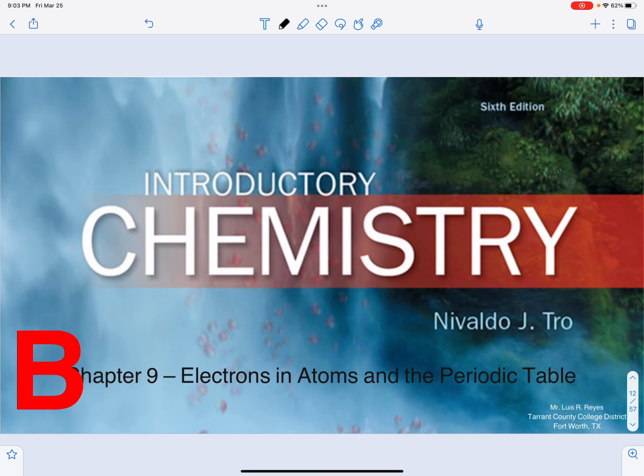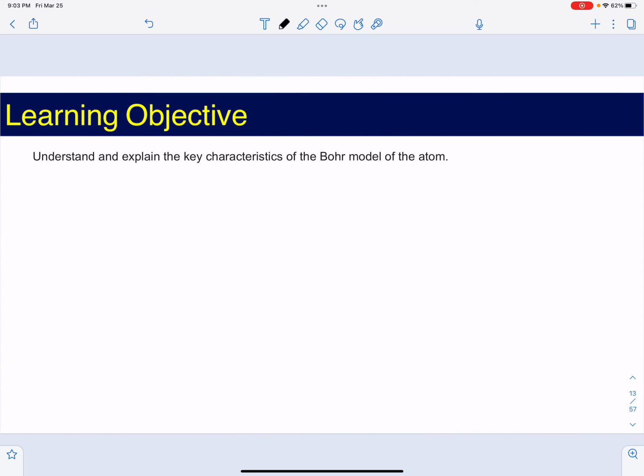So when we come back next time, we will begin talking about, with all this information that we just learned about light, how can we relate that to matter? And that's going to be where we bring light and matter together.